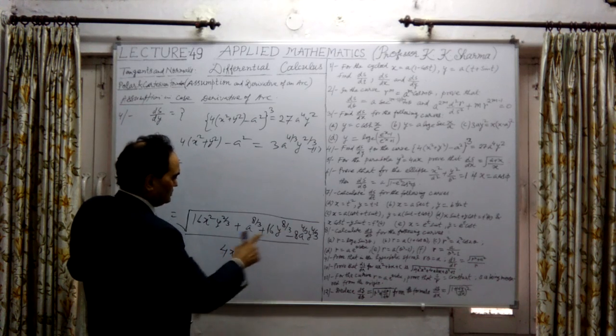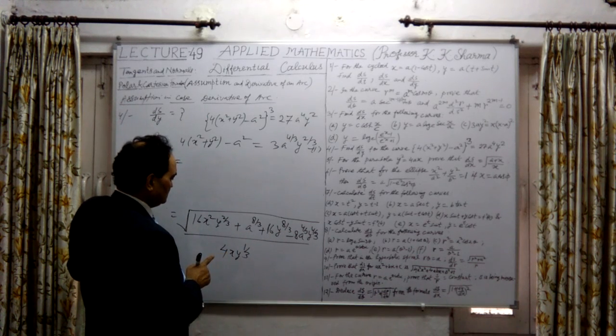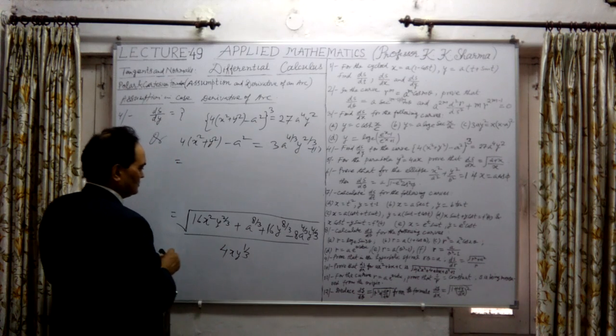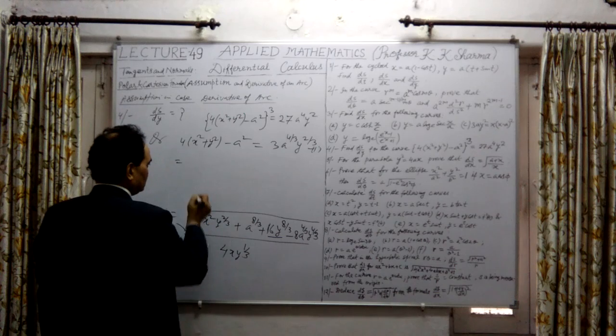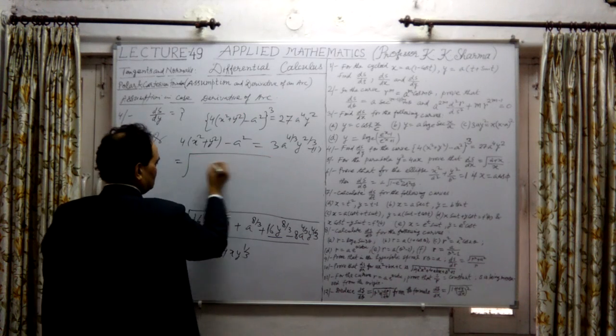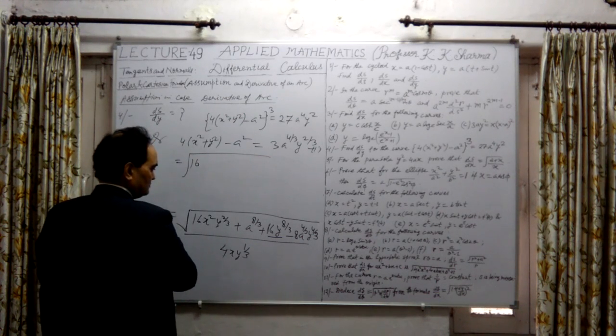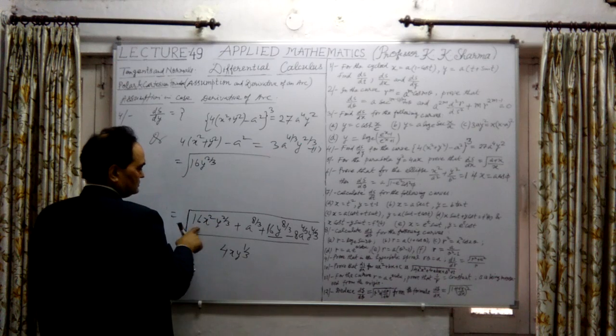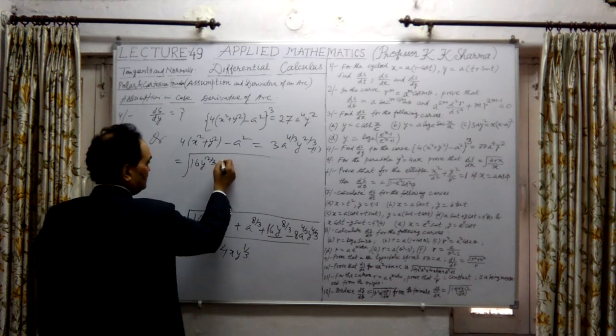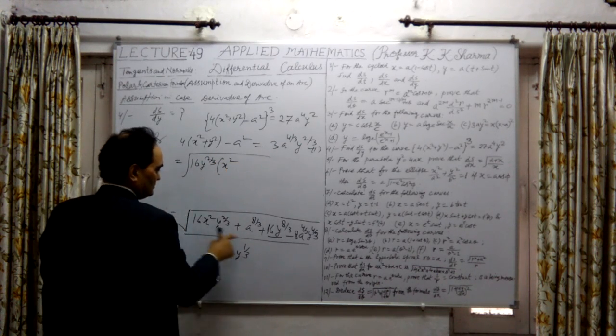These two can be taken common. Nothing is common then. So 16 by the project 16 this. If I take square root 16, y raised power 2 by 3 common. 16 by raised power 2 by 3 will be the bracket x square.